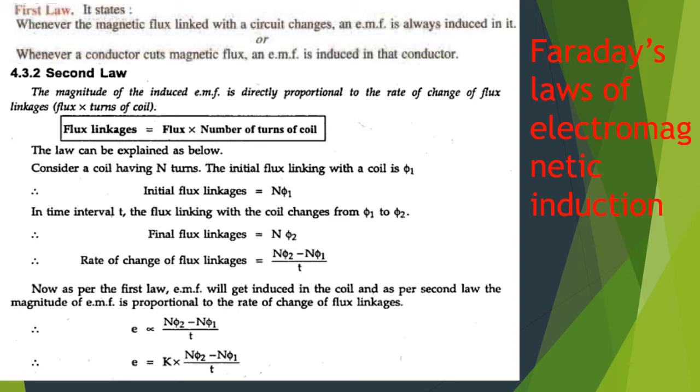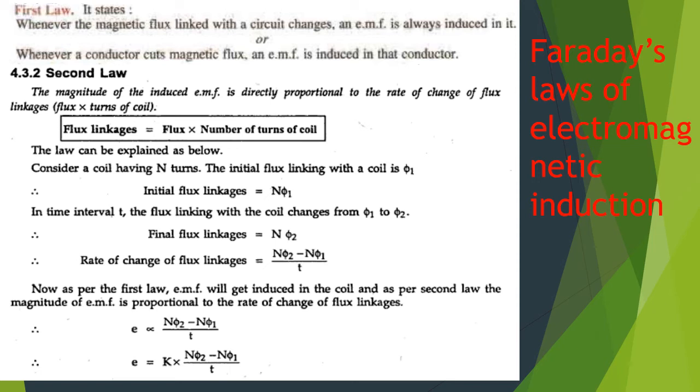Is it clear? Now, the second law gives, if an induction or EMF is produced, then what about the magnitude of that induced EMF? This law gives us that the magnitude of the induced EMF is directly proportional to the flux linkage, or rate of change of flux linkage. Flux linkage is simply the number of flux linked with that body or associated with that body.